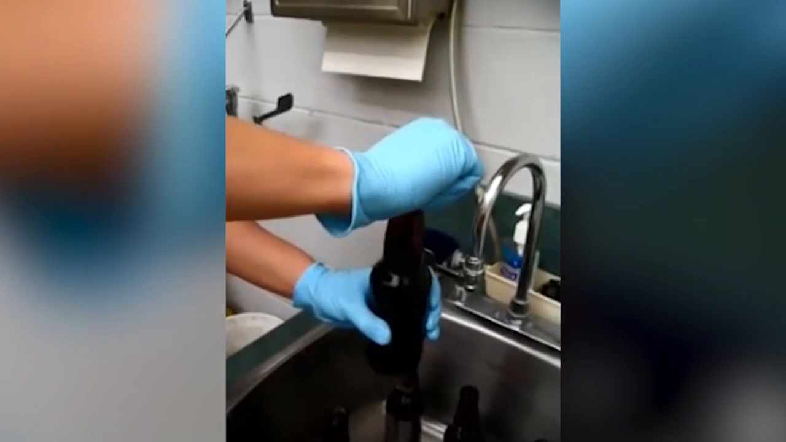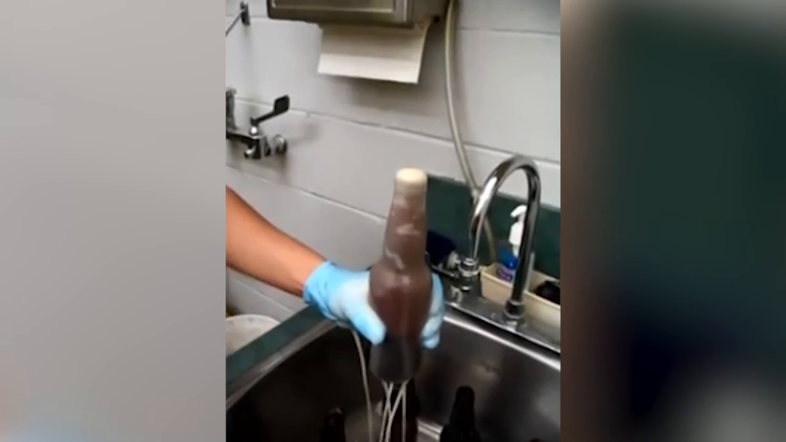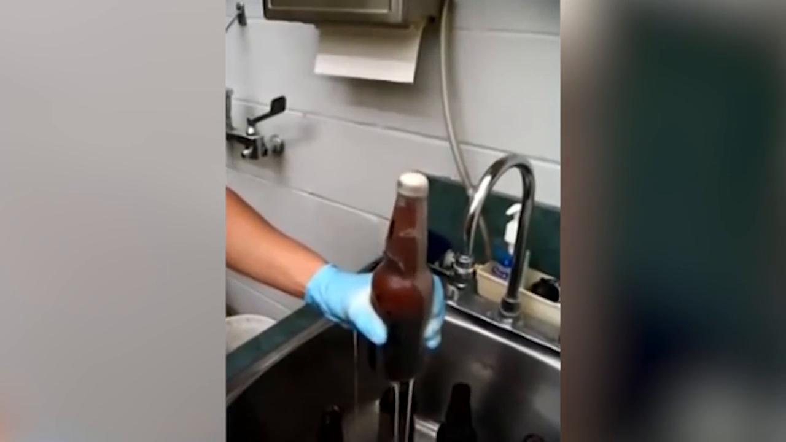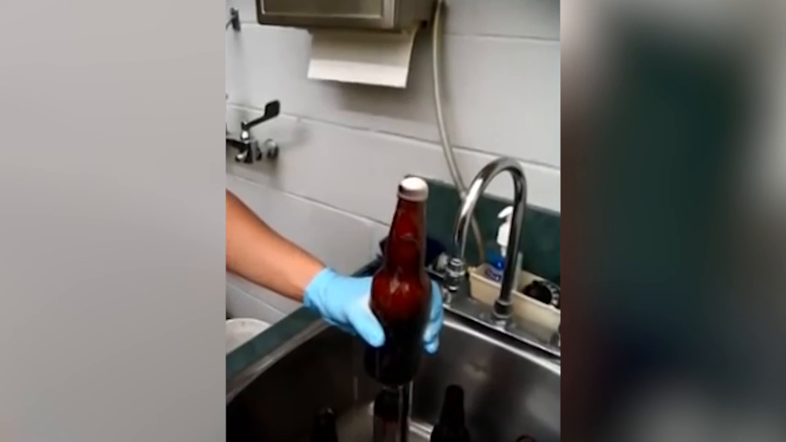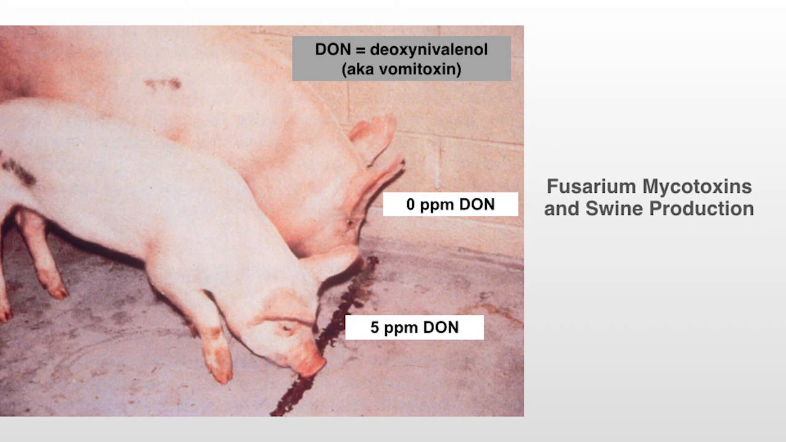From a quality perspective, this is not acceptable. It also can affect the flavors and alcohol content of beer, and so it's just simply not acceptable for malting. So what can we do with grain that has high levels of mycotoxins?